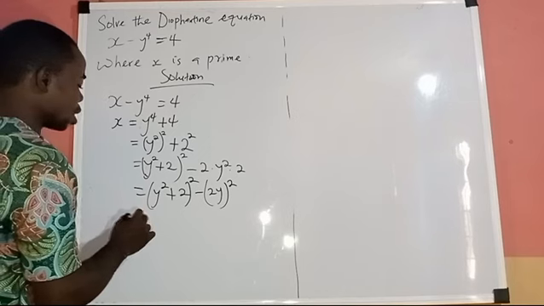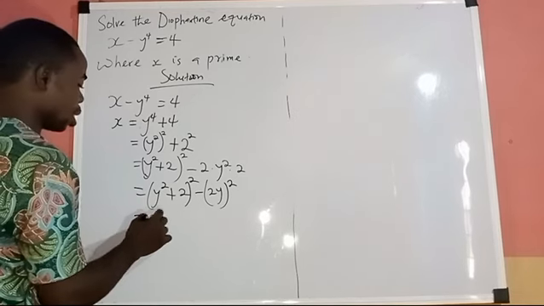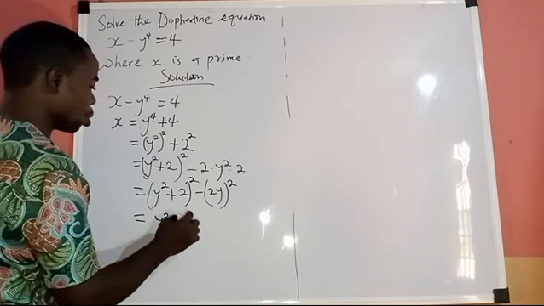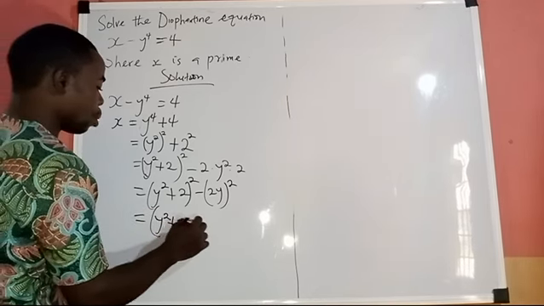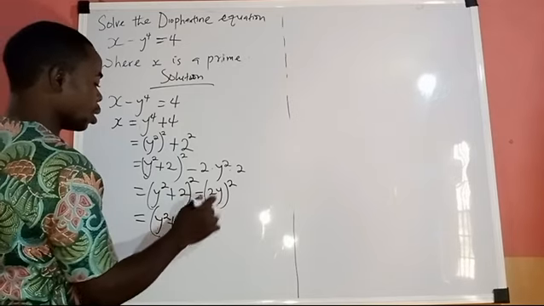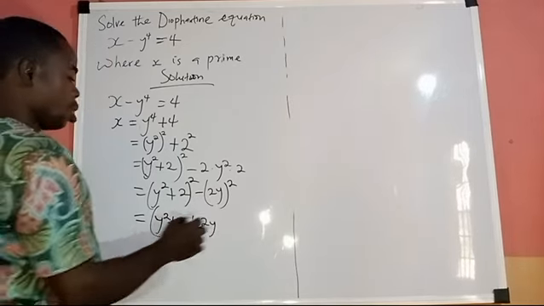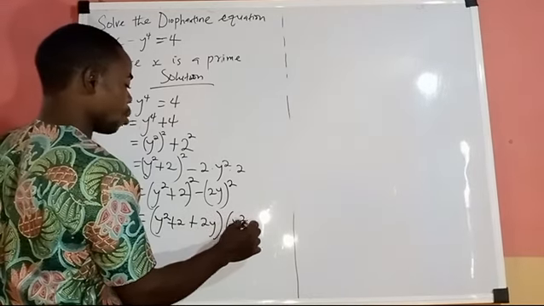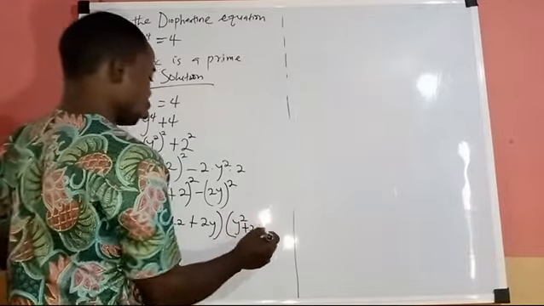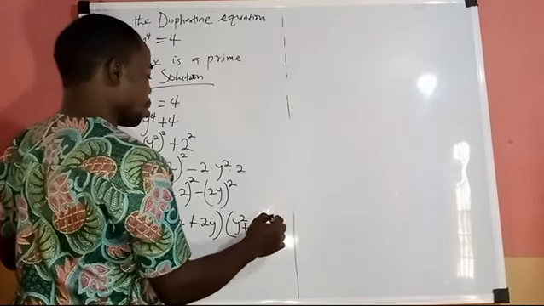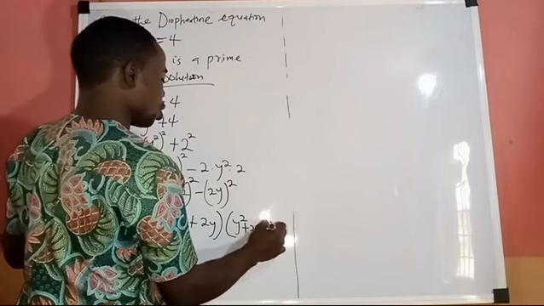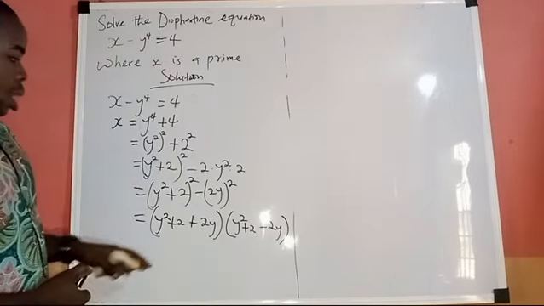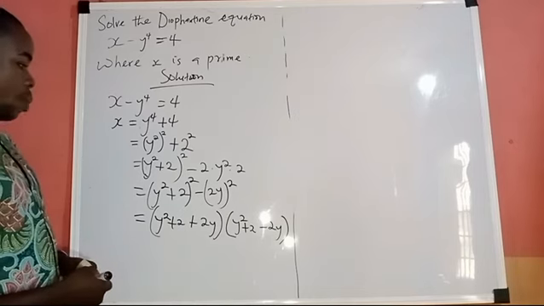So this is going to look like, this is our a, so our a is y squared plus 2, and then plus our b, which is 2y. Then I open another bracket, y squared plus 2, that is our a, and then minus our b, and our b here is 2y. Pretty simple. And then we are going to continue from here.